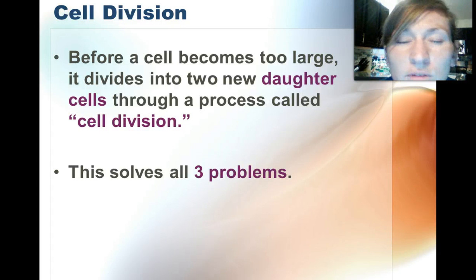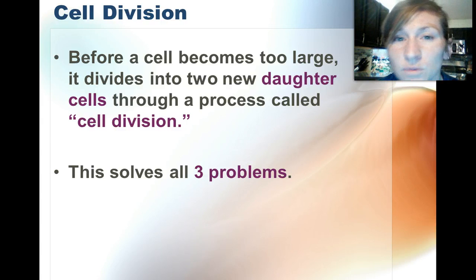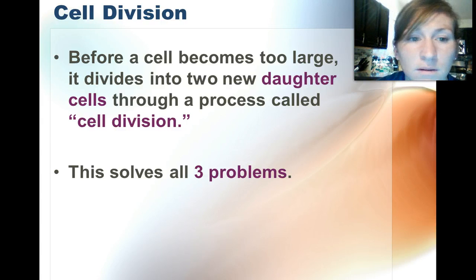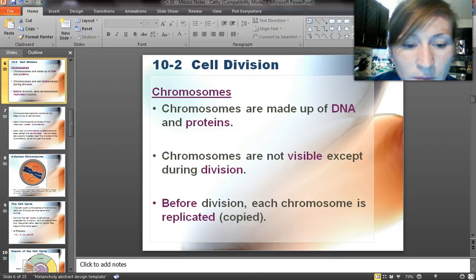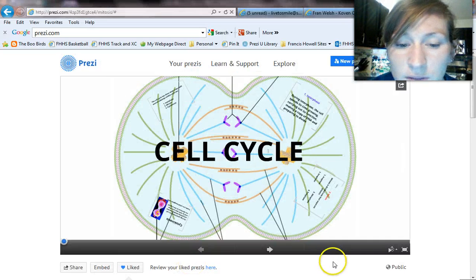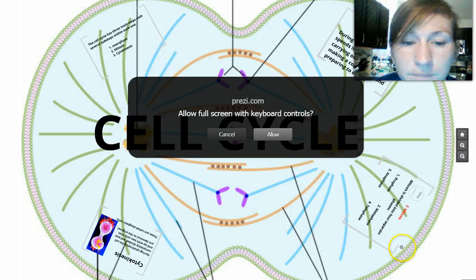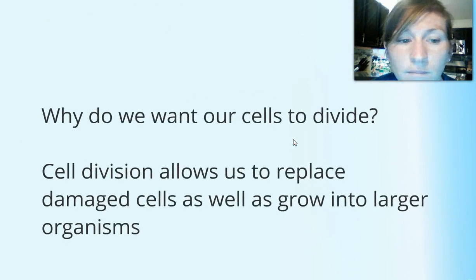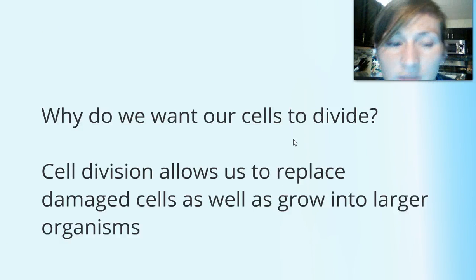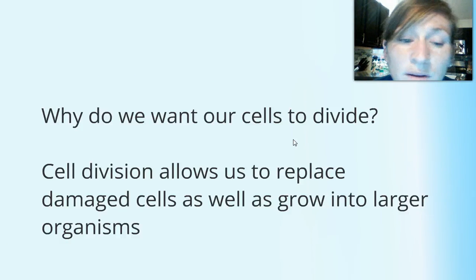So before a cell becomes too large, what it's going to do is divide into 2 new daughter cells through a process we know as cell division. This will solve all 3 of those problems. I'm going to take you to a different window now and review the process of the cell cycle. We just answered one of the questions of why cells are going to divide, and that has to do with limits to cell growth. Other reasons is because cell division allows us to replace damaged cells as well as grow into larger organisms.